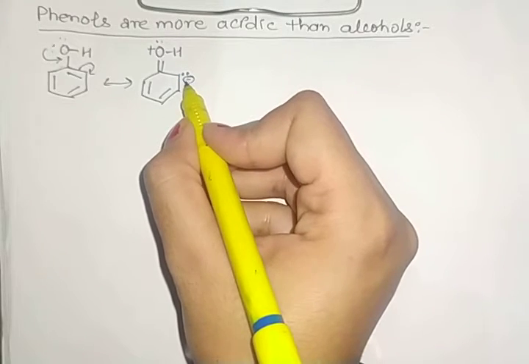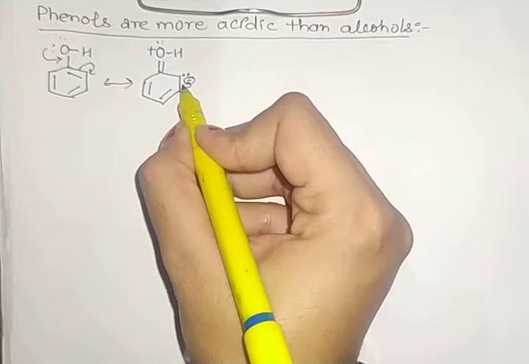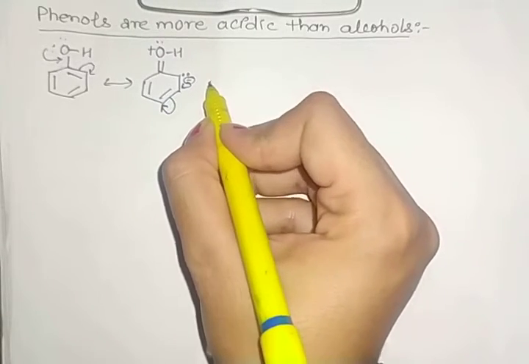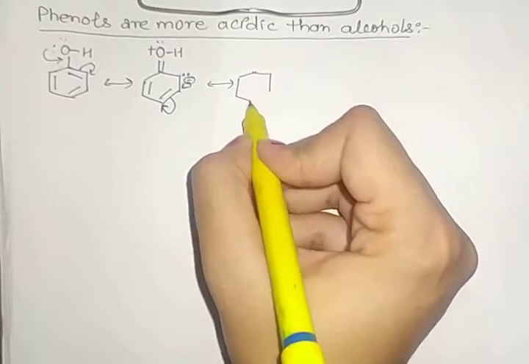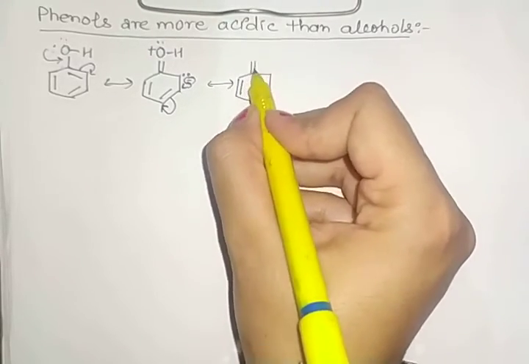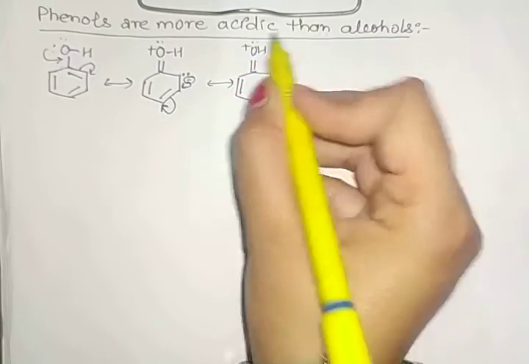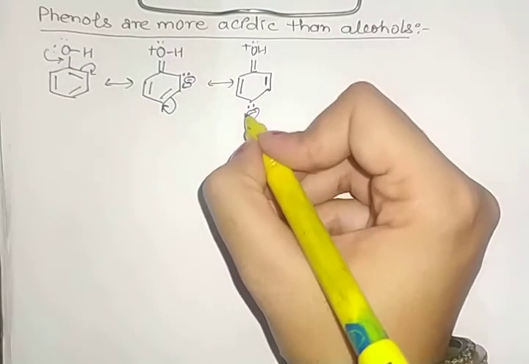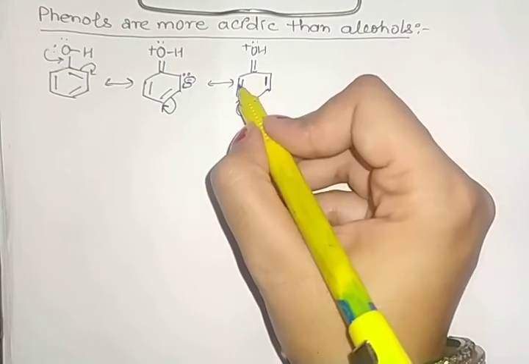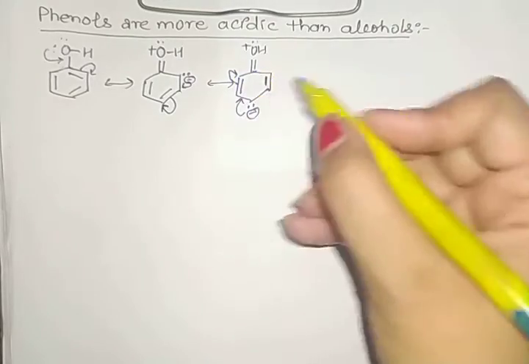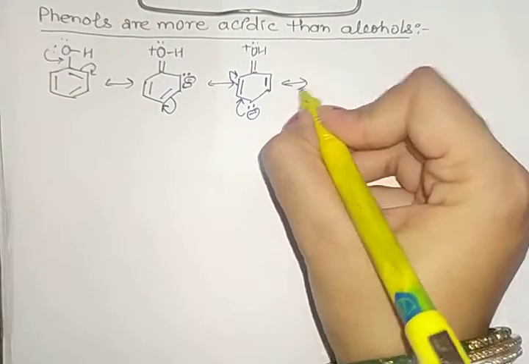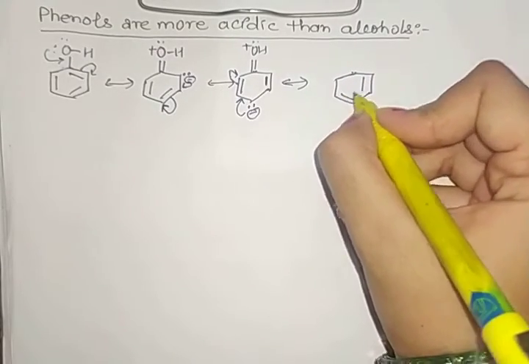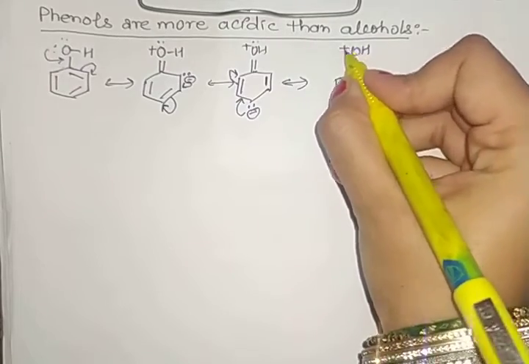Again, what happened? Now this electron goes to this position and the electron of this bond goes to this carbon. So the next structure has a double bond, OH with positive charge, and now a bond is formed here, and here we have an electron with negative charge. Again this electron moves and the electron of the bond shifts toward that carbon. So now we have this with OH positive.